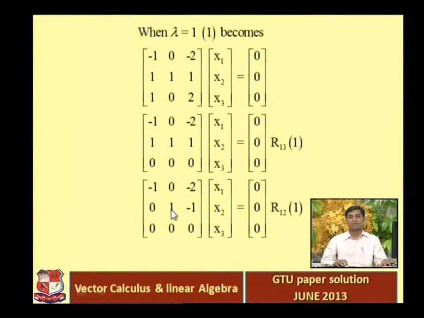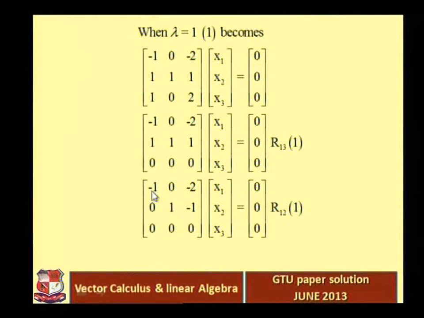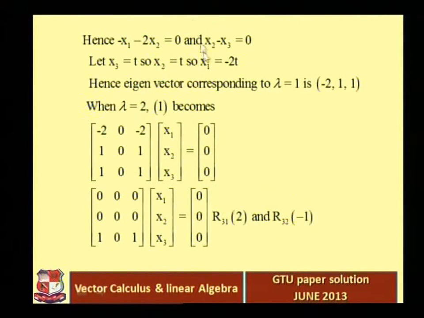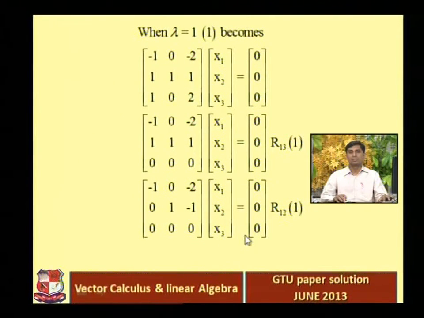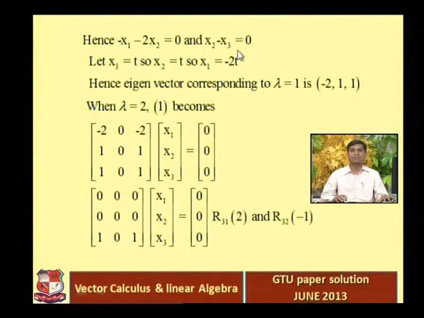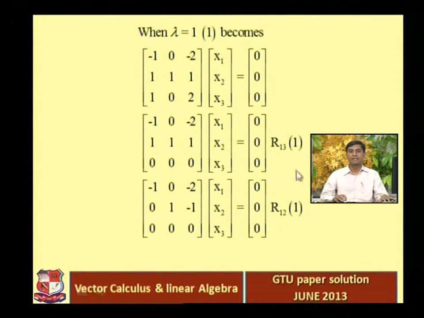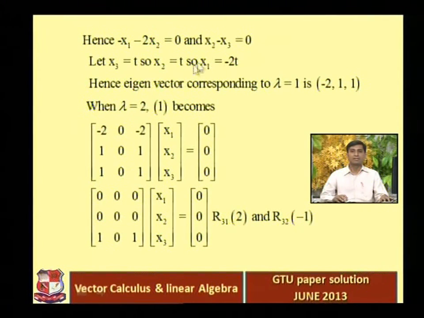So this is our matrix which is in row echelon form: minus x1 minus 2x3 that is equal to 0, and then x2 minus x3 that is equal to 0. So in which column do we not have any leading entry? The third column. You can see in the third column we don't have any leading entry, so that's why we are taking x3 equal to t.